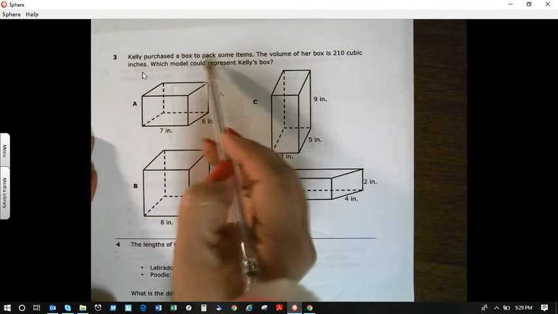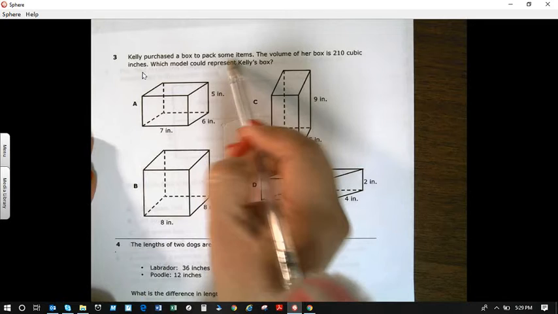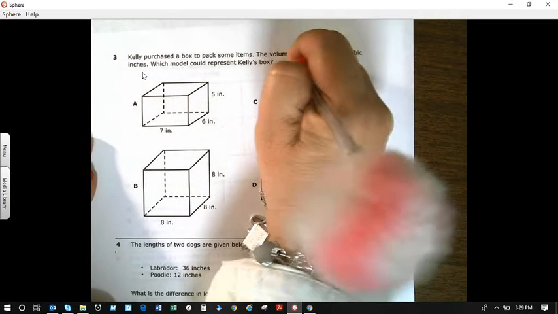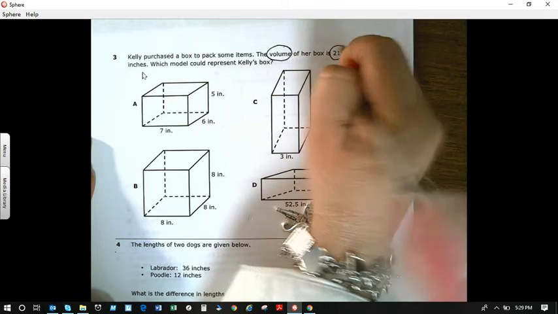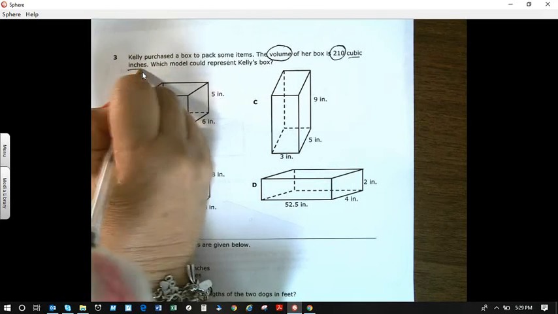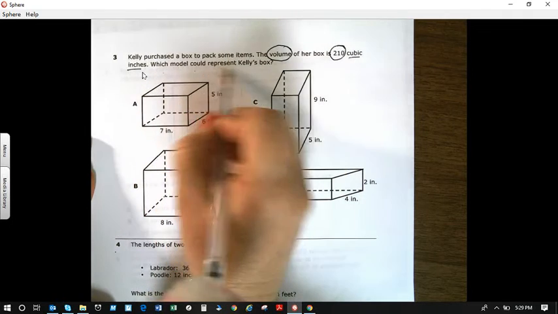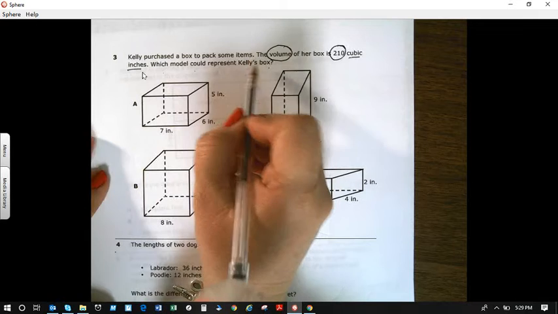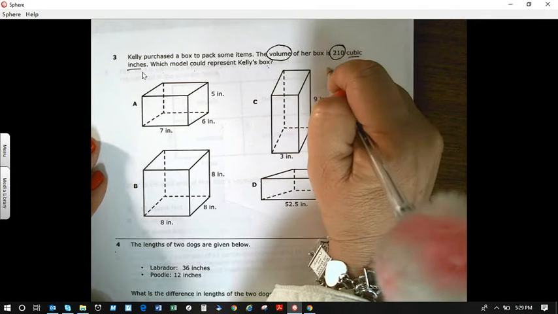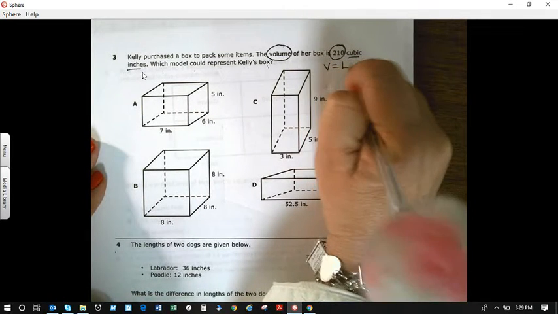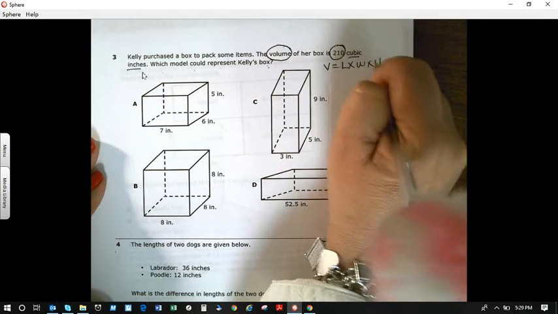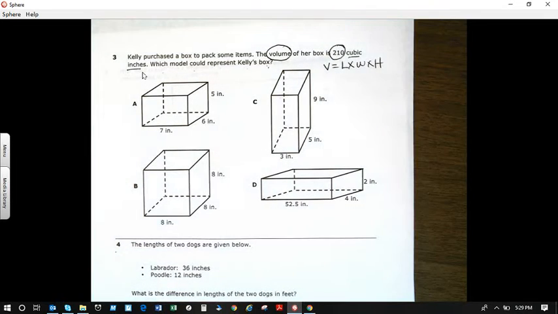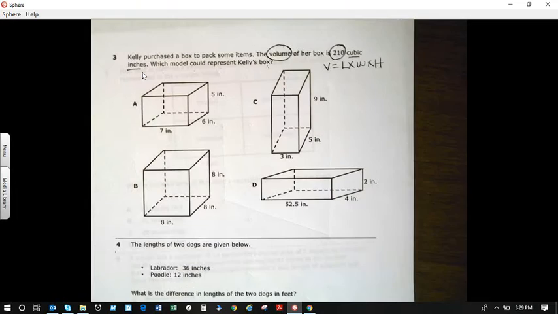Kelly purchased a box to pack some items. The volume of her box is 210 cubic inches. Which model would represent Kelly's box? So I know that the volume is length times width times height. Remember, you're going to have your chart as well. So let me grab that real quick.